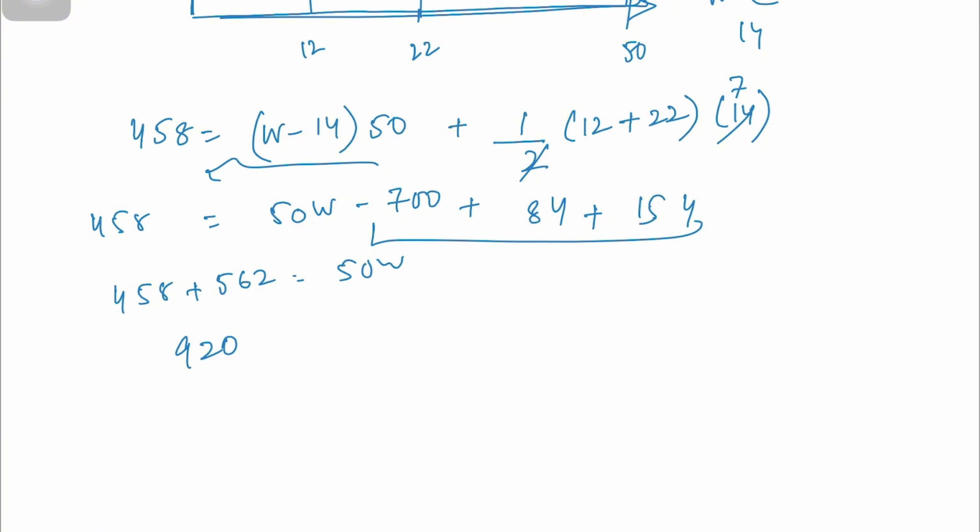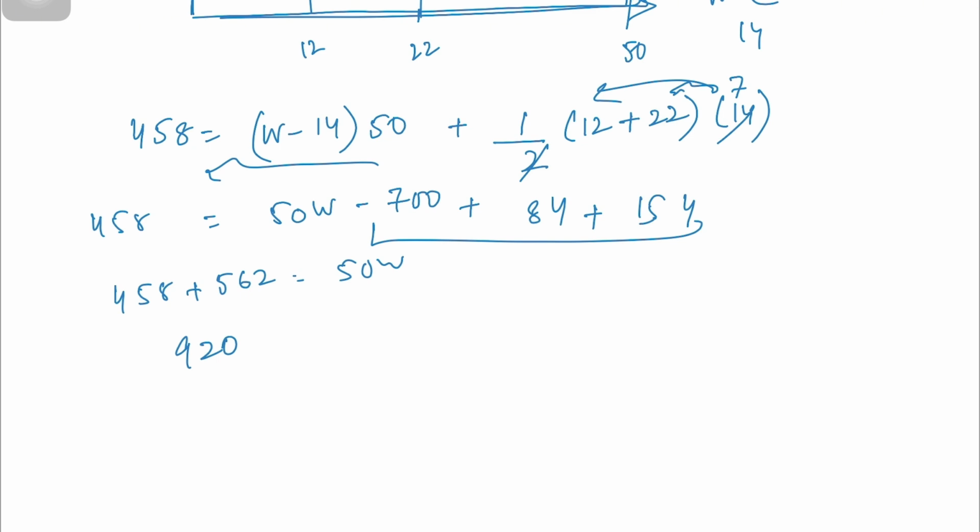I guess I made some mistake somewhere. Where did I make a mistake? This is this, this is this, this is all right. So it's 458. We get our 50W. All right. Then we get it as negative 462. It has to be 462.